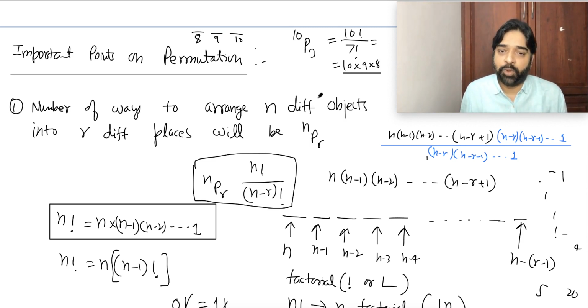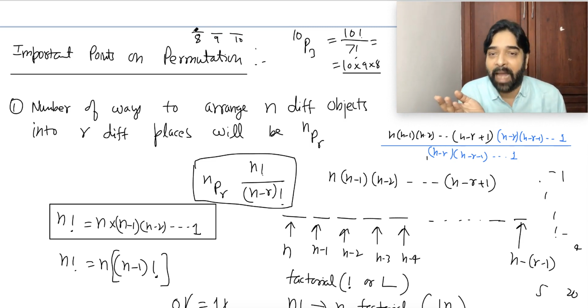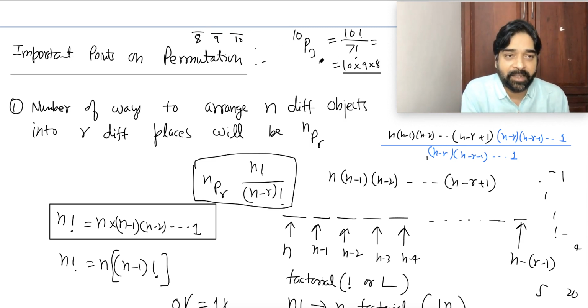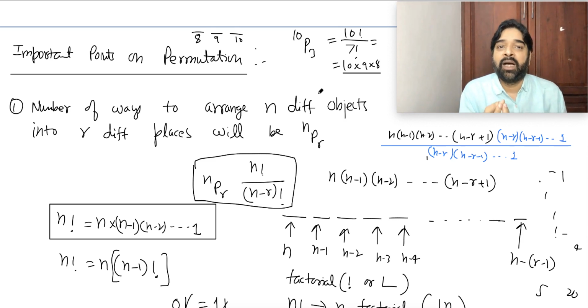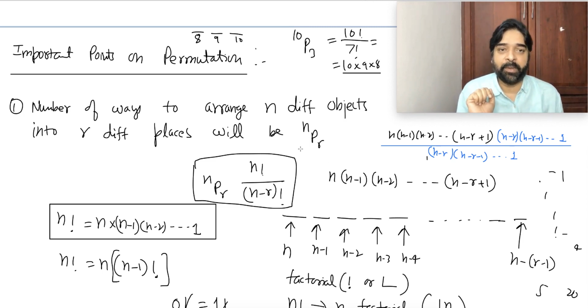Is it clear? So don't think that NPR is some formula. It's not a formula. It's just that value we are writing in an easy way. We are cheating by avoiding the calculation. We are just writing 10P3, that's all, so that we should not do the big calculation. So this point I am sure it's clear to everybody.